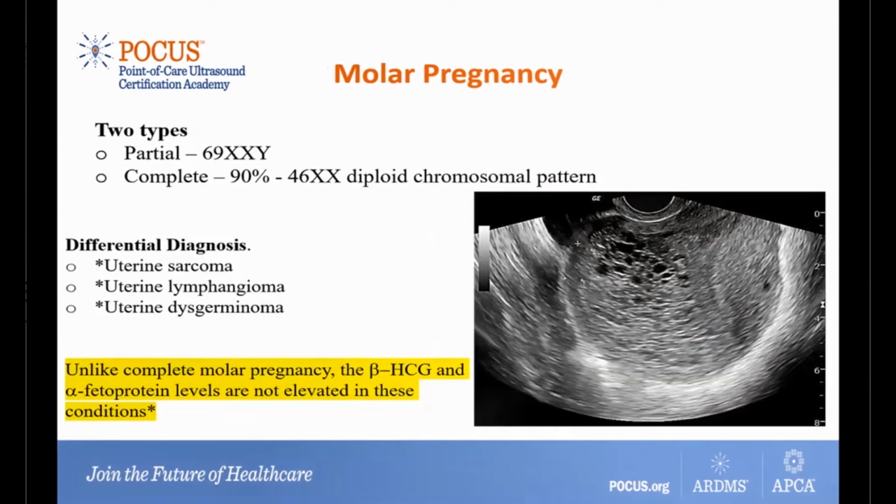Next, we're going to talk about the molar pregnancy. As you know, there are two types of molar pregnancy: partial and this is complete. Partial will have a little bit of embryo or fetal content, but the complete would just be a snowstorm kind of appearance with vesicles, and there's no evidence of an embryo. And you have to differentiate between other conditions that may look similar, which would be uterine sarcoma, uterine lymphangioma, and uterine dysgerminoma. But the good news is that in all these conditions, beta HCG and alpha fetoprotein are not elevated, so it's easy to differentiate.